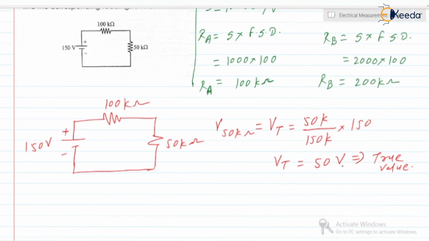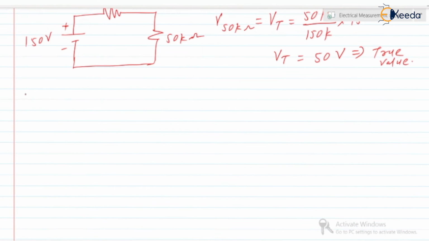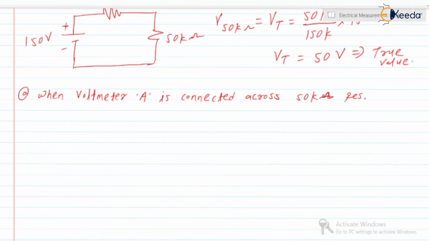But let us check what the reading of the voltmeter will be when it is connected across the 50 kilo ohm. So first, when voltmeter A is connected across the 50 kilo ohm resistor, let us discuss what will happen.